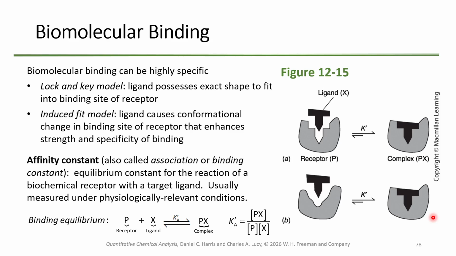Check out biochemistry. Now, affinity constant. This can be called the association or binding constant. Notice it's the same sort of binding constant we've been talking about this entire time. It's an equilibrium constant for your reaction of your biochemical receptor with a target ligand. It's going to be this value right here. Typically it's measured under physiological conditions, which is why the prime is there, because it's a modified one. It's the complex divided by the free ligand and the free enzyme concentration.